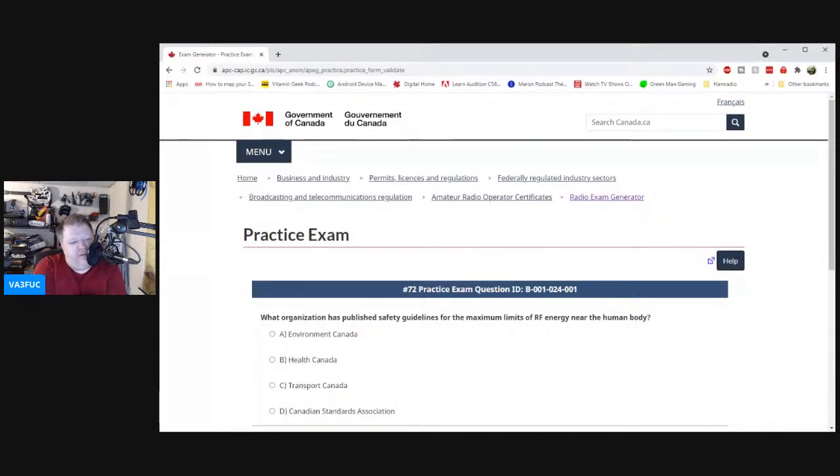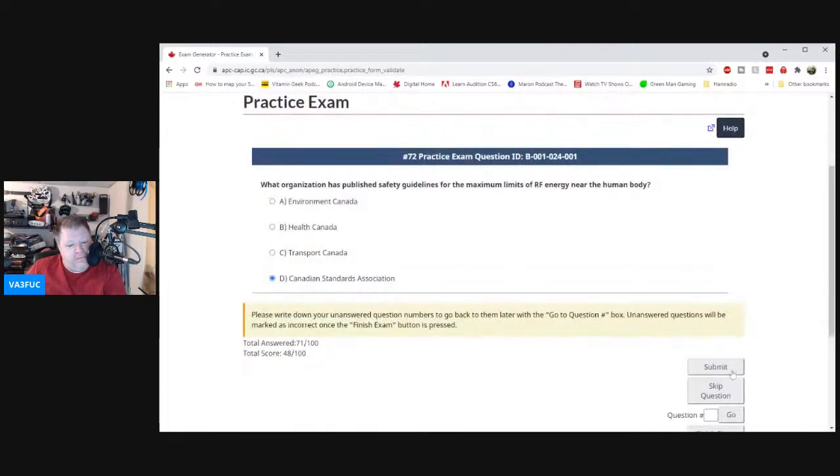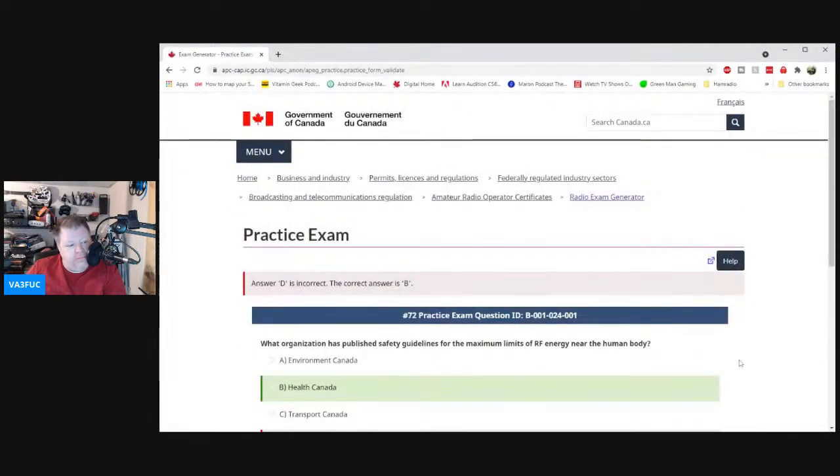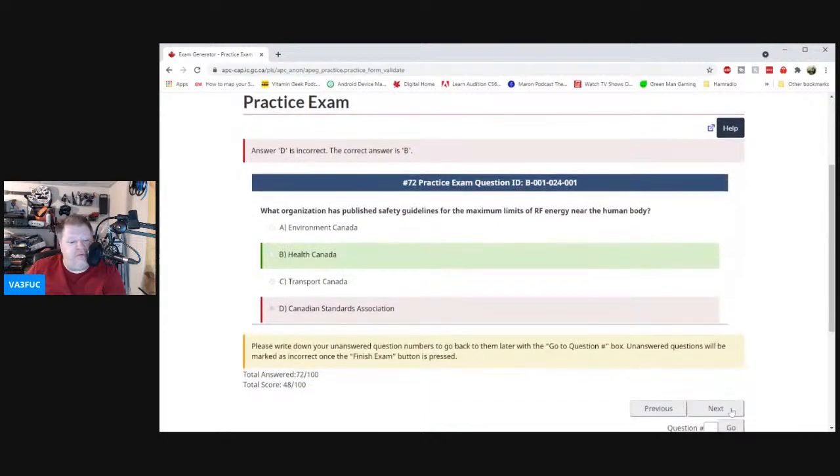Now, here's something interesting. What organization has published safety guidelines for the maximum limit of RF energy near a human body? Would it have been Environment Canada, Health Canada, Transport Canada, or Canadian Standards Association? It could be the standards. You know what? We're going to go with D. It was B, Health Canada. I should have went with B.